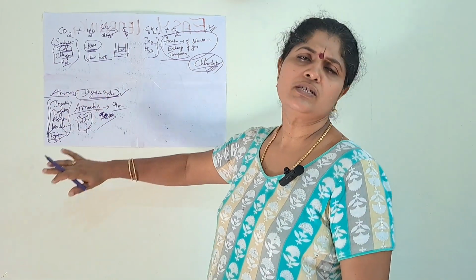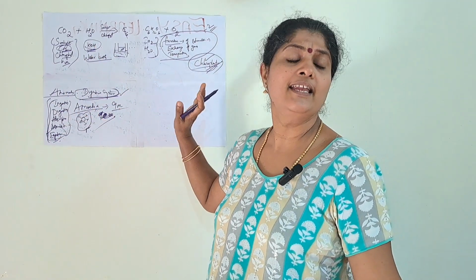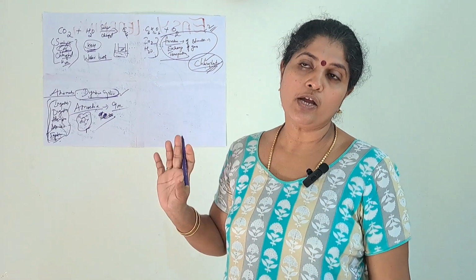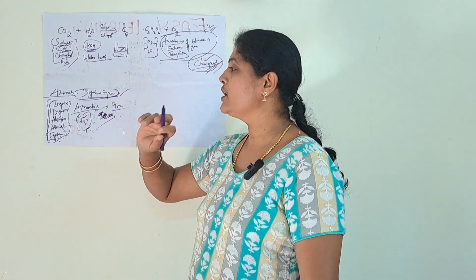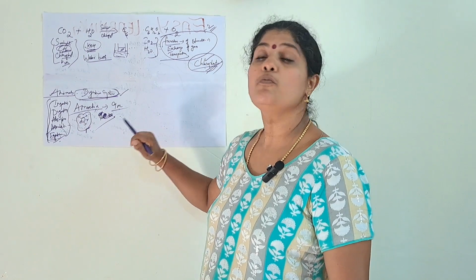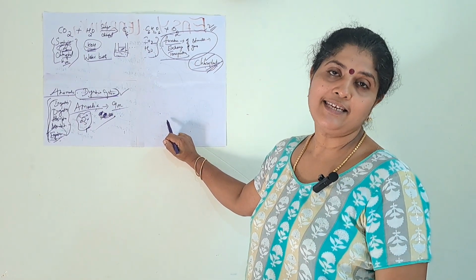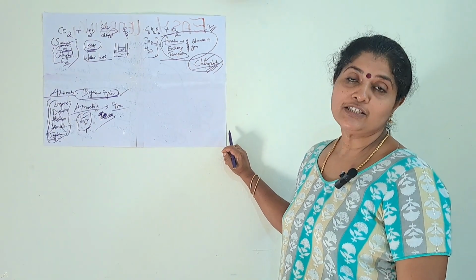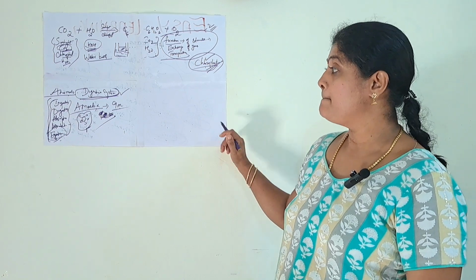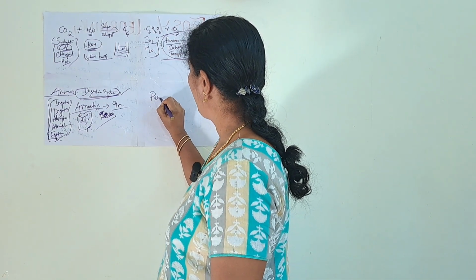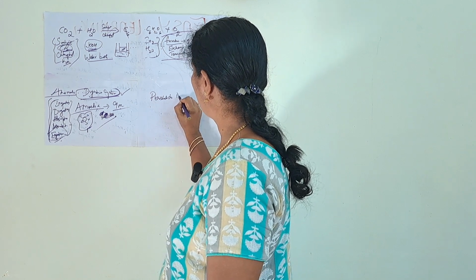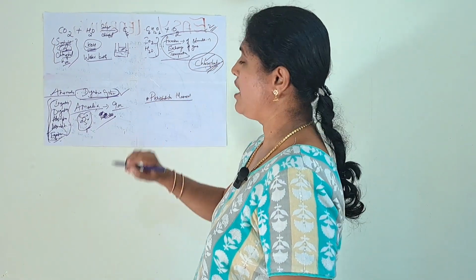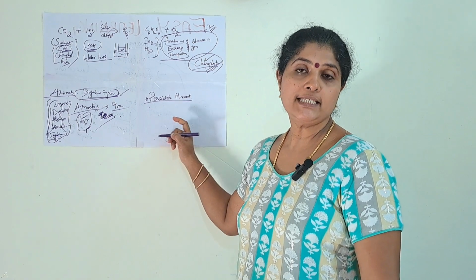Everything about the digestive system is given in detail in the textbook. I will discuss only those areas where questions will come. In the human digestive system, what is meant by peristaltic movement? That is important. The contraction and expansion movement of the food pipe is known as peristaltic movement. That is very important, so you should remember what is meant by peristaltic movement.